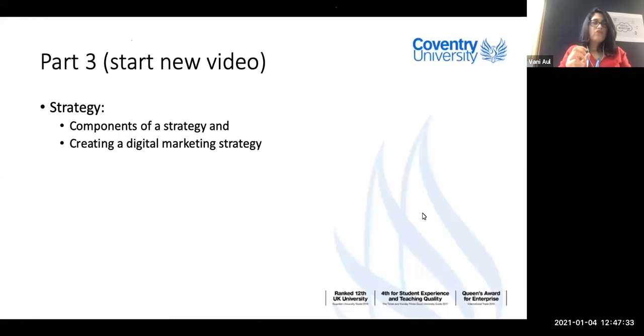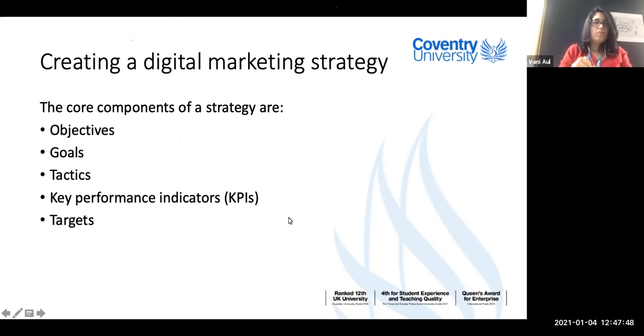So now we are going to look at the strategy, components of a strategy, and creating a digital marketing strategy based on the components that are identified in the strategy. So the core components of a strategy are objectives, goals, tactics, key performance indicators, and targets.